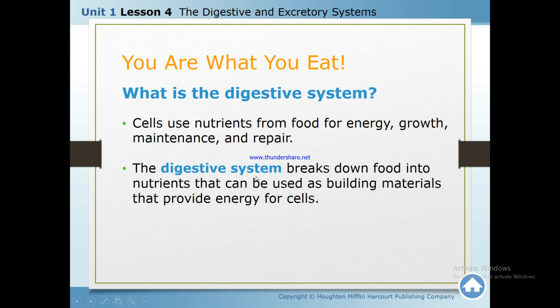Now what does the digestive system do? When you eat, it breaks down food into nutrients. First of all, in your mouth, it is chewed. Later inside, again it breaks down and produces some glucose, that's energy, into nutrients that can be used as building materials that provide energy for cells. The digestive system breaks down food into nutrients that can be used as building material that provide energy for cells.